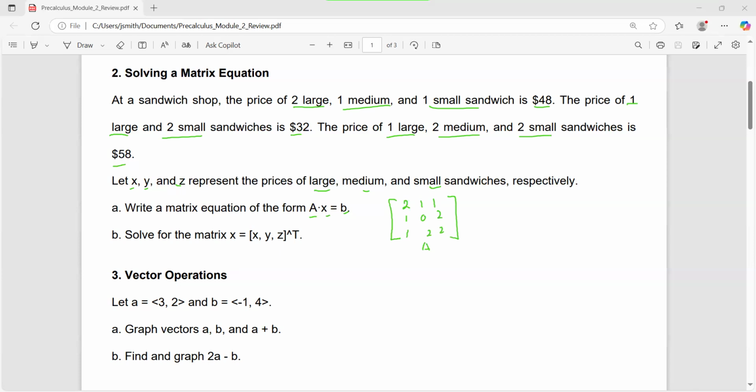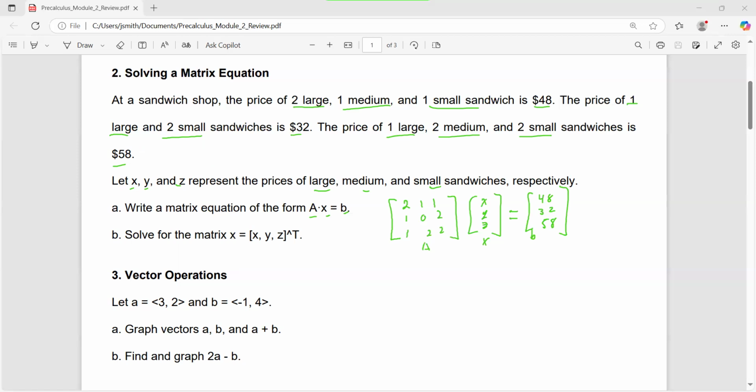The X is simply just going to be X, Y, Z. That's what X is. All right. The B would be what all of these little formulas are equal to. So in this concept, it would be 48, 32, and 58. So any questions on how to write this out?